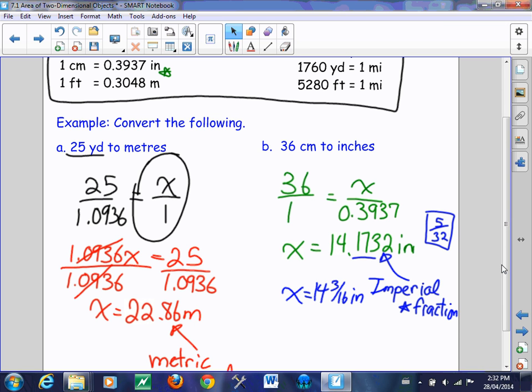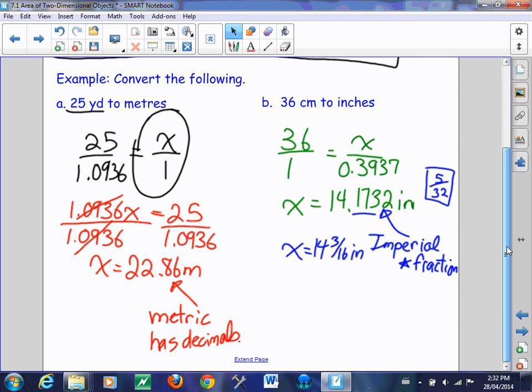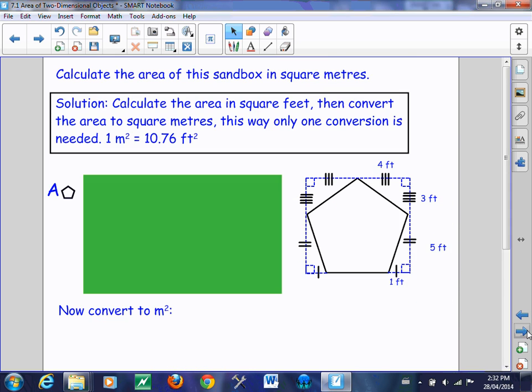Okay? Short form for inches is IN, inch. Any questions on that conversion? All right, let's take a look at doing a little harder example here.